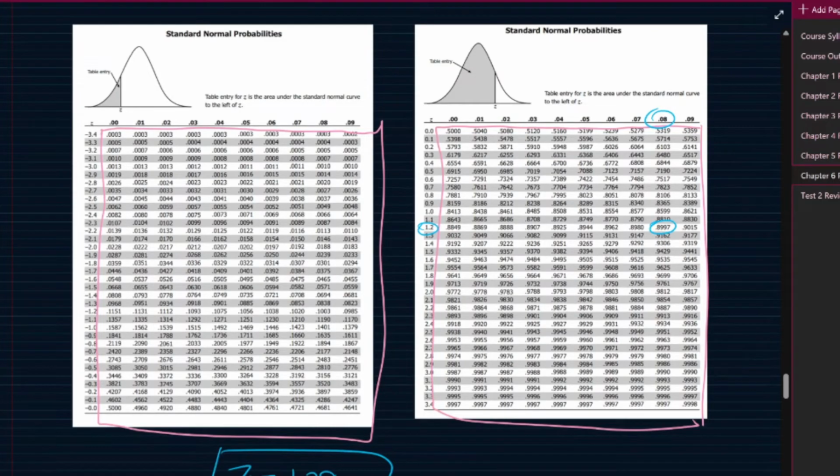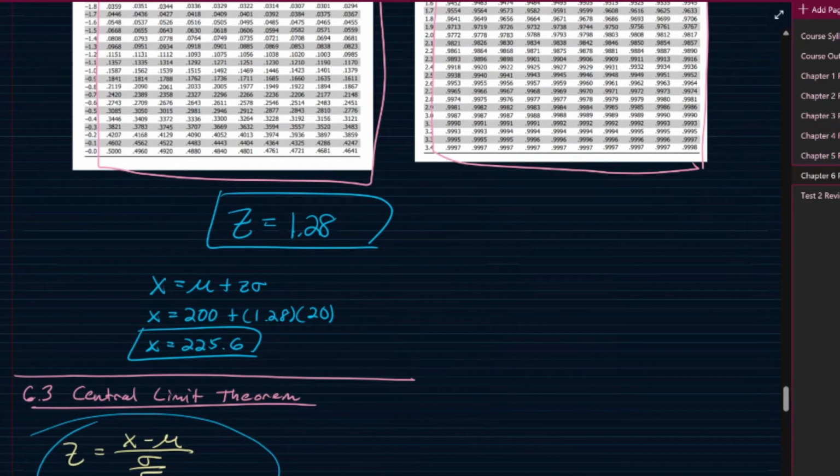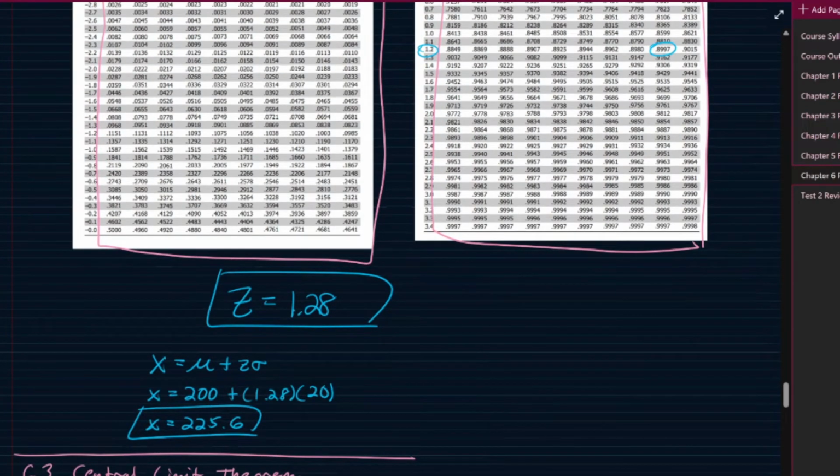So I just search for the thing closest to 0.90. Not every value is going to be represented here. You have to find the closest value to it, and then that will give you the z-score accordingly. Then using that z-score with the given mu and the given sigma, you can come up with the value representing that percentage.